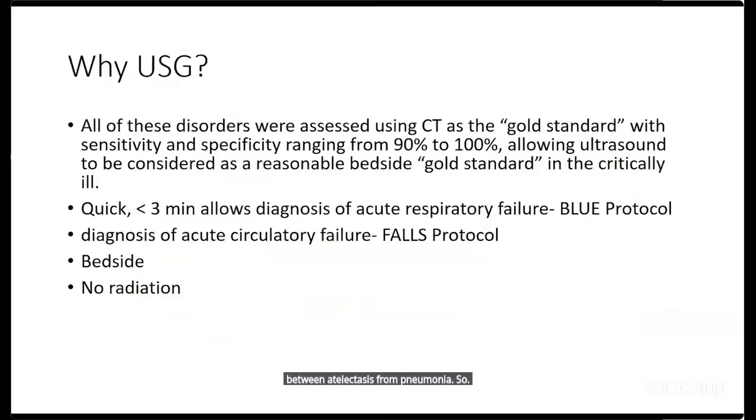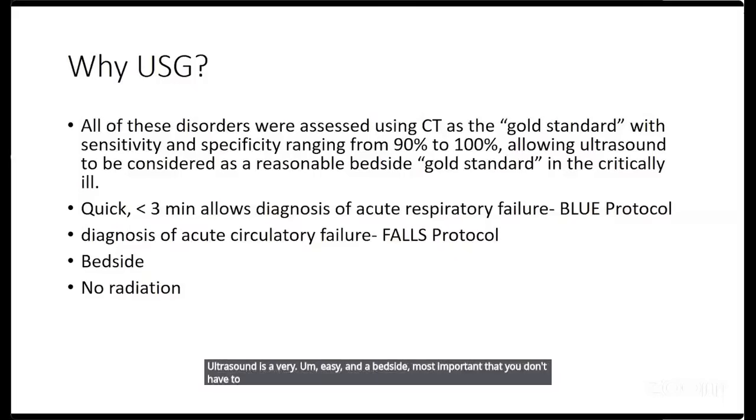But why are we focusing so much on USG? All of these signs that we just saw were assessed using CT as the gold standard. And the sensitivity and specificity of these signs have ranged from 90 to 100%. So it is a reasonable bedside gold standard. In your critically ill patients, when you cannot shift them for a CT scan or for other modalities of investigation, ultrasound is very easy, and most importantly you don't have to shift them. It's a bedside assessment available.